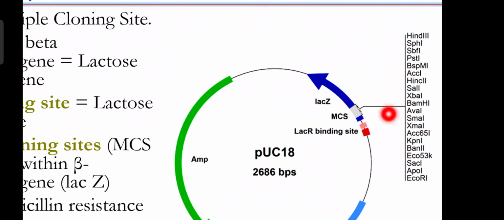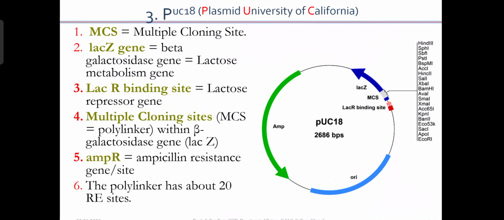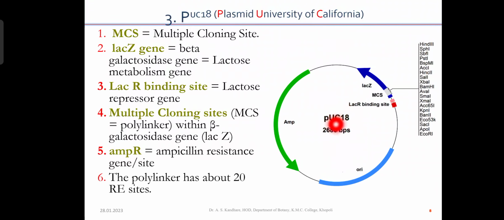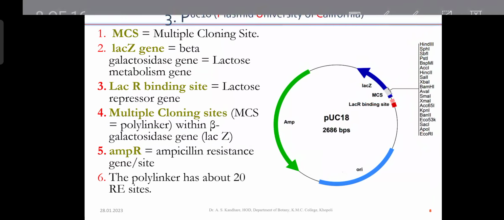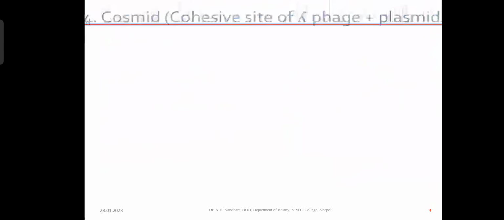we can insert our gene of interest at these locations, isn't it? So these locations are placed adjacent to each other, different restriction enzyme sites. So this is the construct of pUC18. So here you have to see these. This is the most important: the lacZ gene, and within the lacZ gene there is the MCS, that is multiple cloning site, and these are the restriction enzymes that can cleave at this location. So this is the significant feature of pUC18.